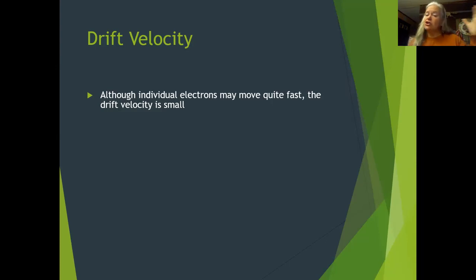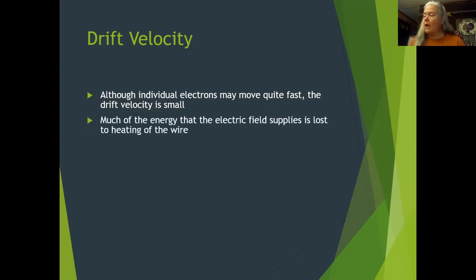So the larger area means less interaction with each other, but the longer distance means more interaction. And the type of material it is determines how many electrons there are. So these three things together are going to determine something called the resistance of the wire. And the resistance is a measure of how easy it is for current to flow through the circuit. Again, the harder it is for current to flow through that circuit, or the higher the resistance, the more heating we get.